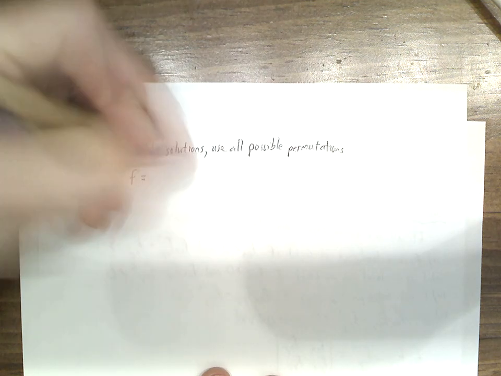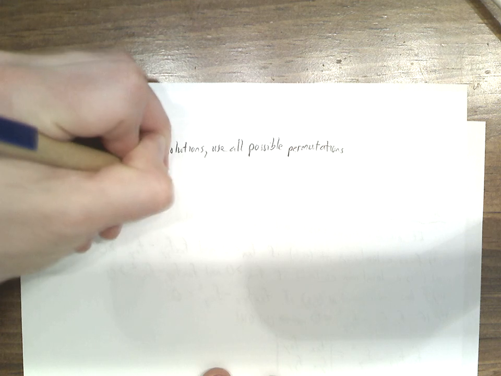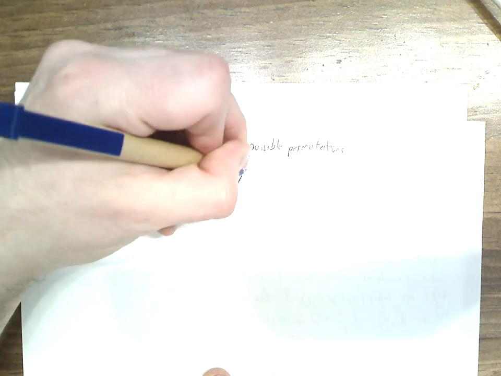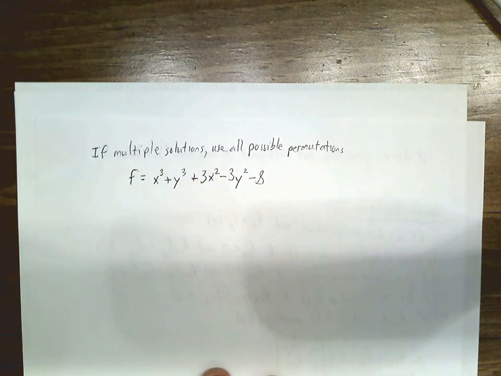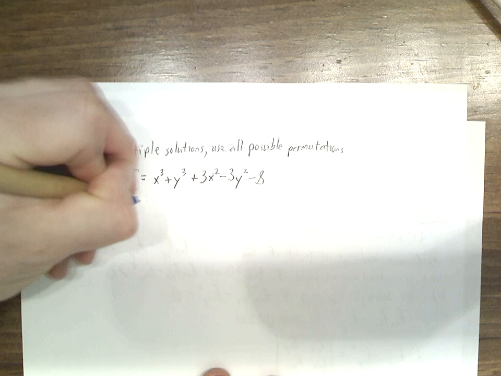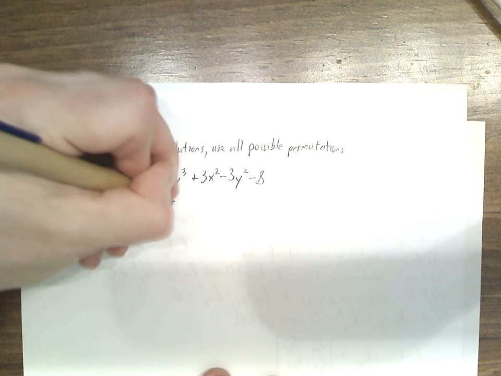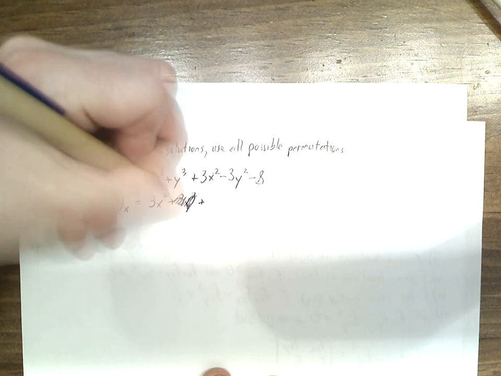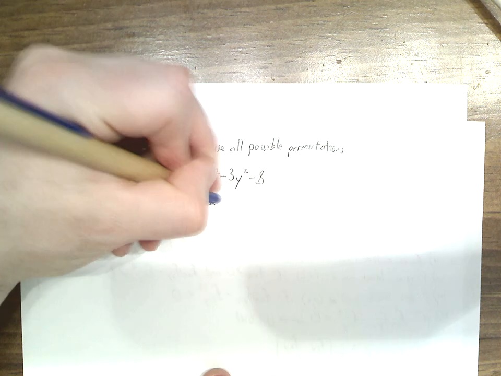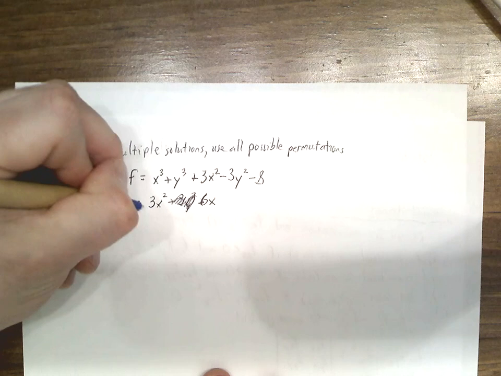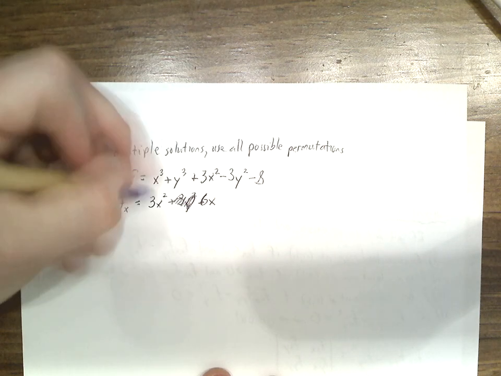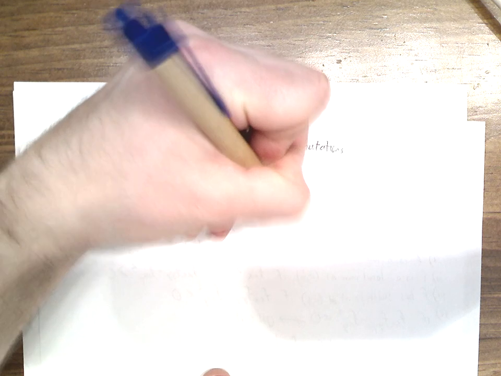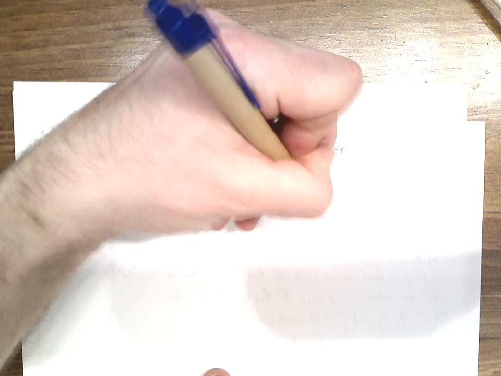So for example, if I have f equals x cubed plus y cubed plus 3x squared minus 3y squared minus 8. When I take the derivative, I'm only taking it with respect to x, so I get 3x squared plus 6x. The y derivative is going to be symmetric. It's going to be 3y squared minus 6y.